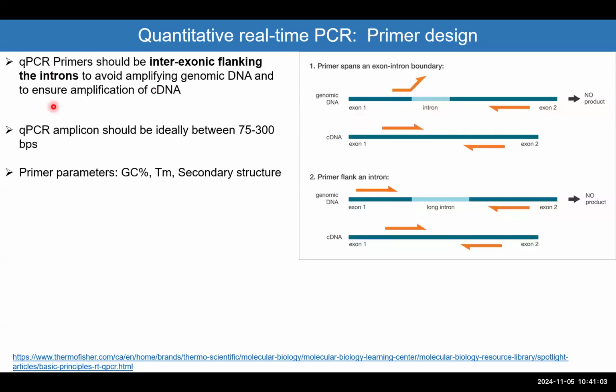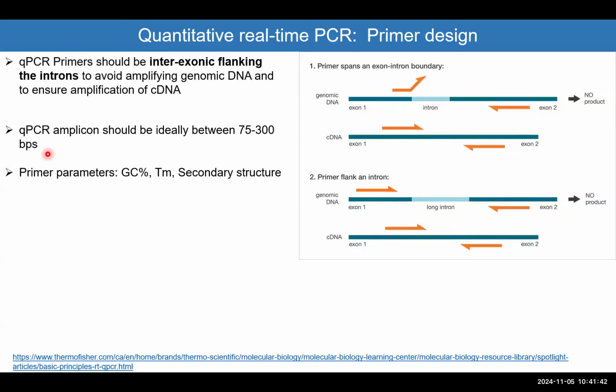So you have to make sure that your qPCR primers should not be at the boundaries, or in other words, they should be interexonic, from one exon to another exon: one on exon number 1 and one on exon number 2. Now, this is the first criteria. The second criteria is that the qPCR amplicon, which is the sequence you are amplifying between primer 1 and primer 2, should be ideally between 75 to 300 base pairs.